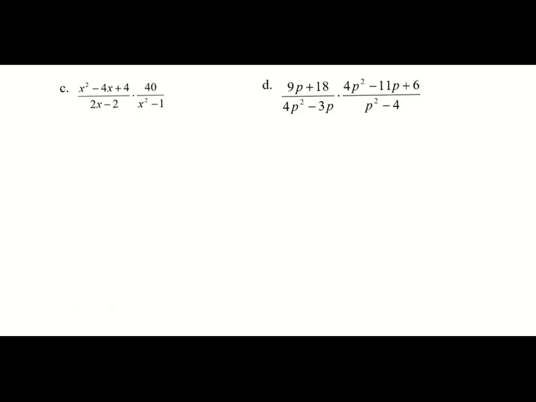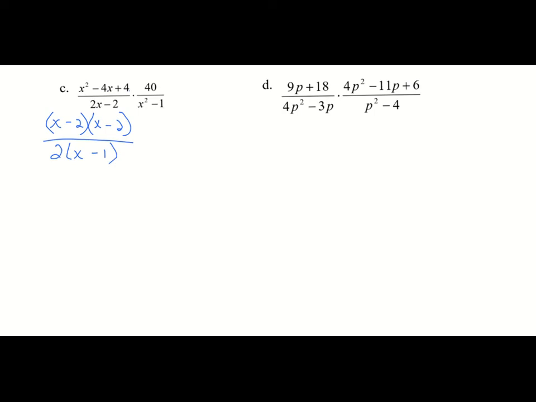Okay, so C and D are both multiplication. So here we have to make sure everything is factored. So we're going to start off by factoring both rational expressions in C. For the first one, if we have x squared minus 4x plus 4, that will factor to x minus 2 times x minus 2, because to get 4, you do 2 times 2, and that has to give me a negative 4. On the bottom, I can pull out a 2, so I have 2 times x minus 1.